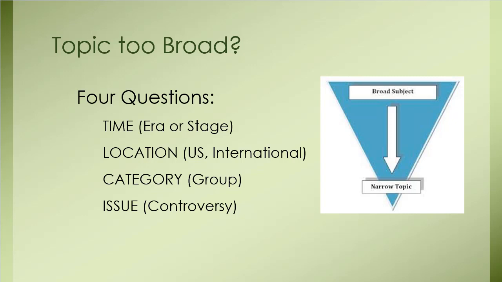Are you going to talk about the Middle Ages, which would be a historic period, or are you going to talk about a developmental stage like for children? Location, whether it is international, European, American, state, local. Category, the group of people. So these would be groups of similar theories or even a particular species of animals. Issues, what point of view or issue do you want to focus on? And now I have two examples.